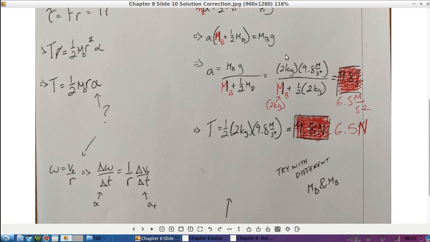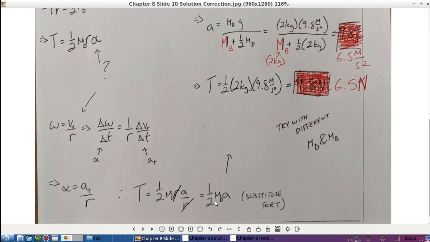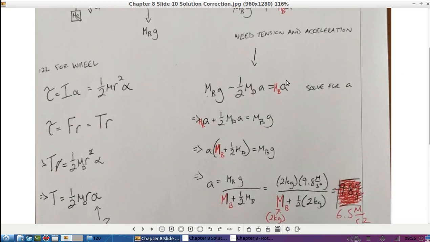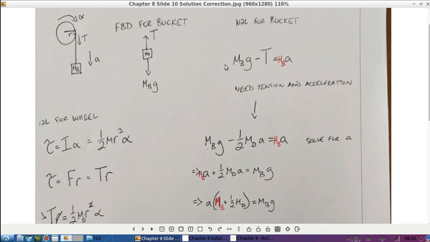So I substitute my values in for the acceleration, and I get an acceleration of 6.5 meters per second squared. Now that I have the acceleration, I can substitute that in here and solve for the tension. When I solve for the tension here, I get a tension of 6.5 newtons. So again, the process is the same. I apologize again for my typo. Typos have pretty significant consequences in these problems.